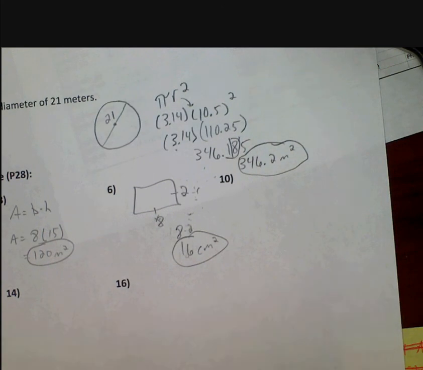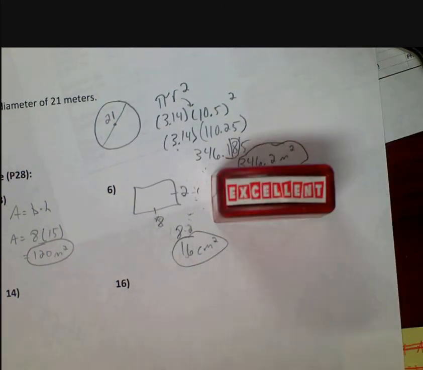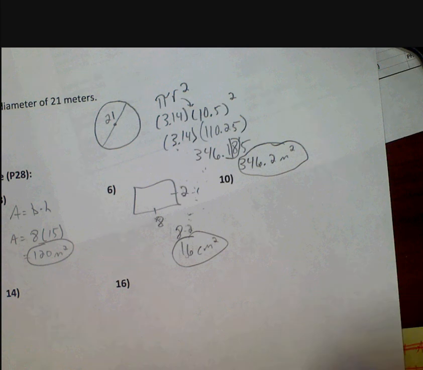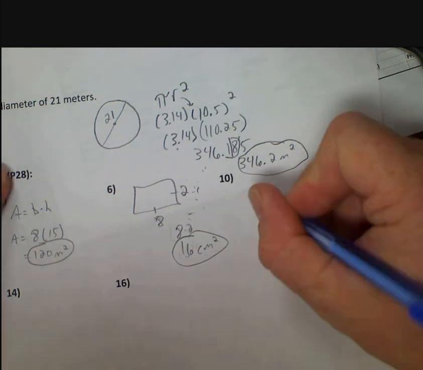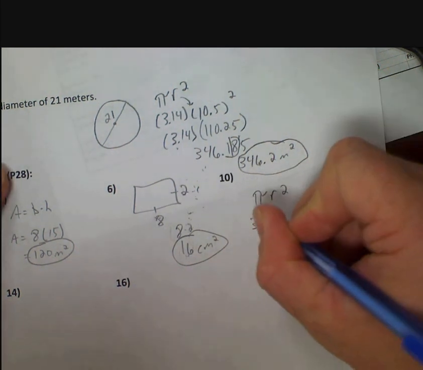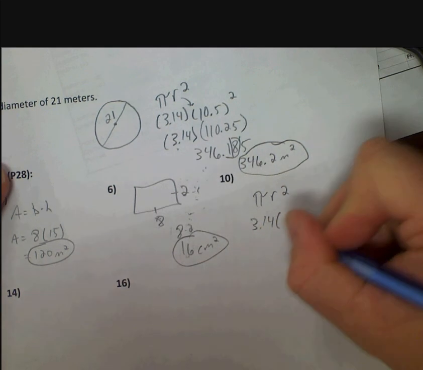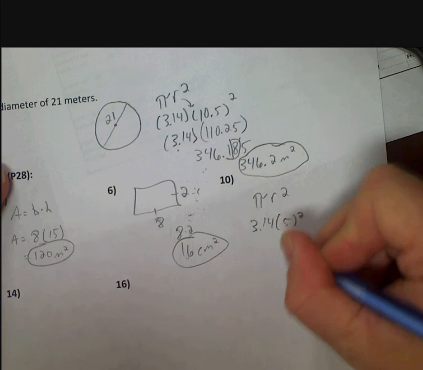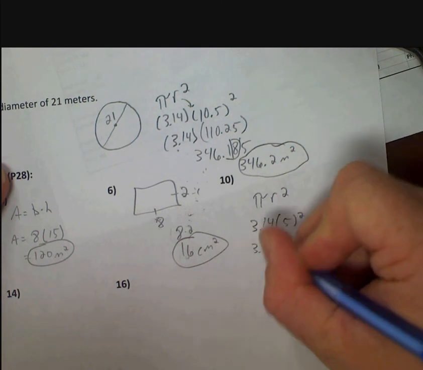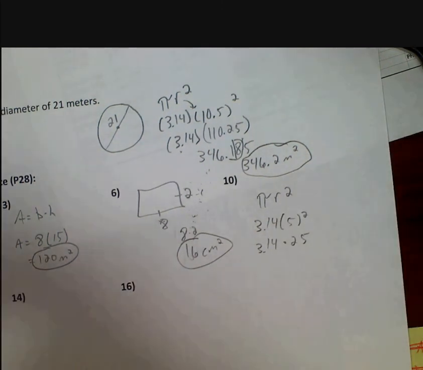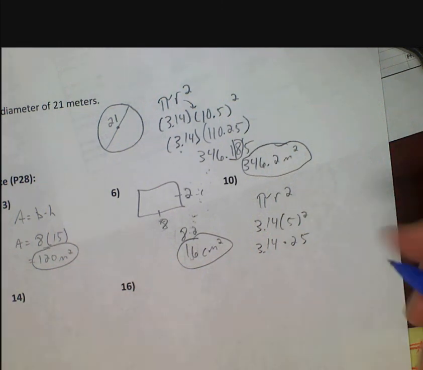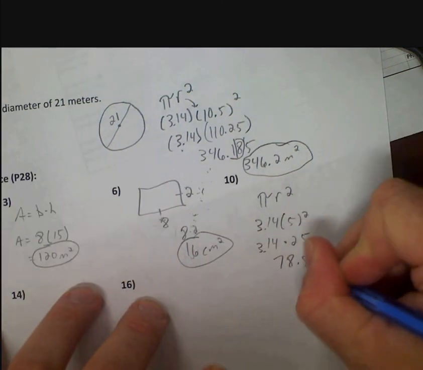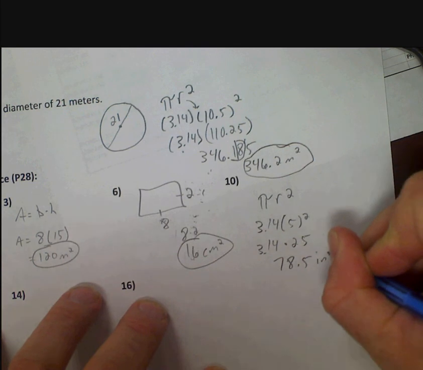Number 10, pause the video and try. On number 10, I know my area is pi r squared, 3.14. My radius is 5 squared. So 5 squared would be 25 times 3.14. So 3.14 times 25, 78.5 inches squared.